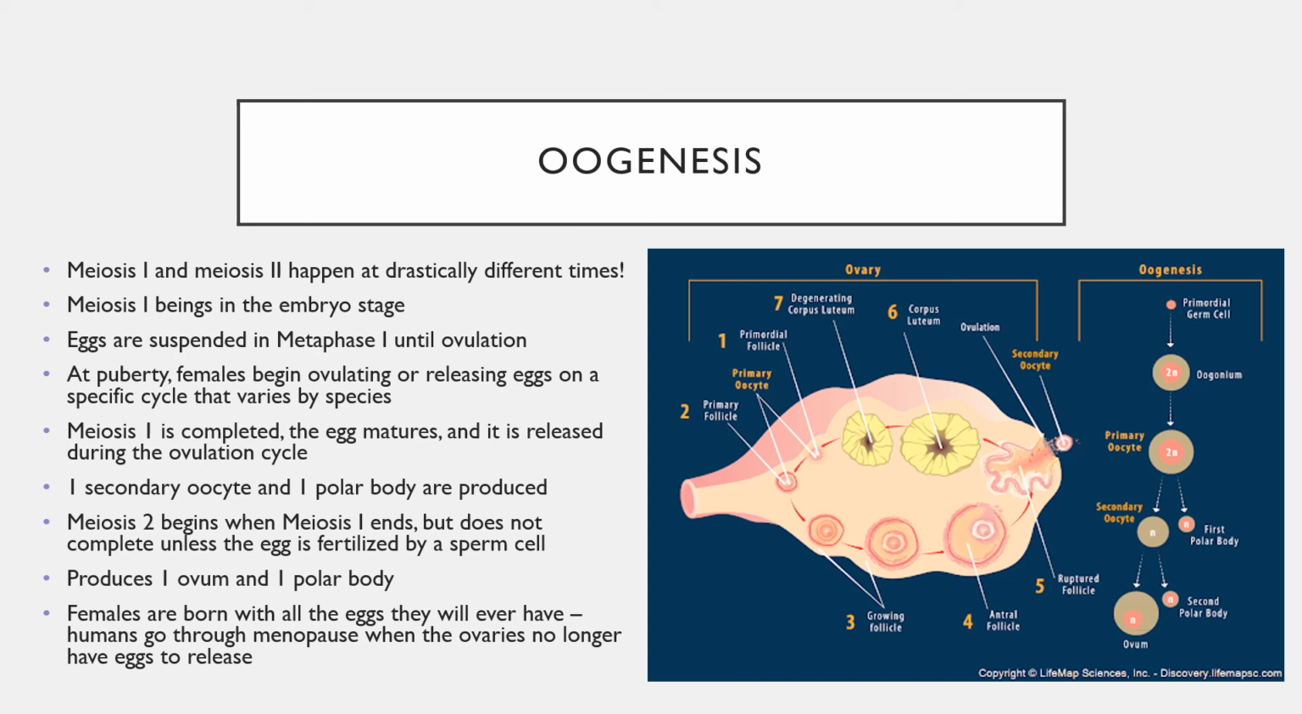Then at puberty, the females will begin to ovulate, or release those eggs, on a fairly specific cycle. For humans, it just happens to be a monthly cycle. For other mammals, it happens differently. And at this point is when anaphase 1 is reactivated.